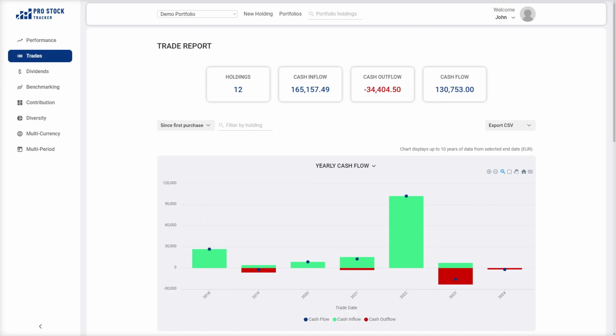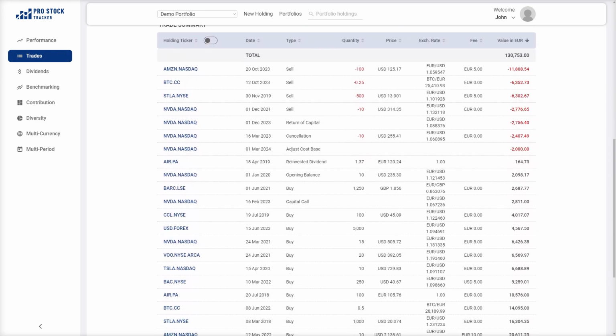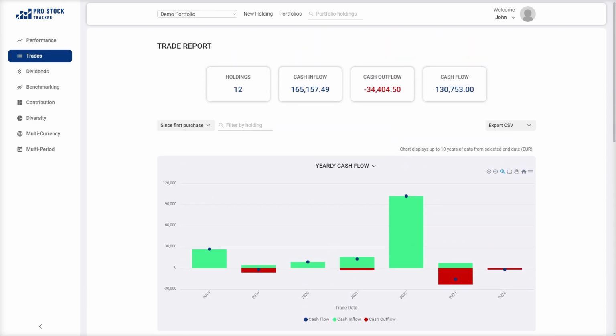That concludes our overview of the trade report. Now you can track your investment success and make informed decisions with Pro Stock Tracker.